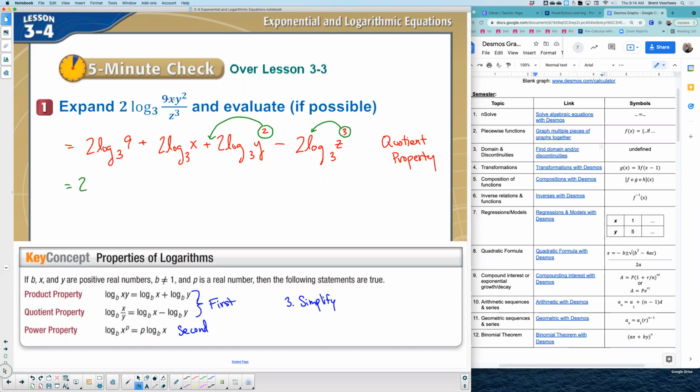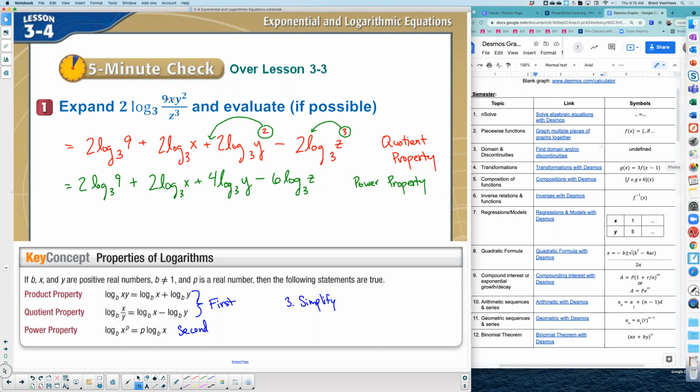So this would be equal to 2 log base 3 of 9 plus 2 log base 3 of x. Those don't change, but here we go. This is 2 times 2. What's 2 times 2? 4 log base 3 of y. And then finally minus 3 times 2 is 6 log base 3 of z. That is the power property. Finally, to finish off the problem, you would try to simplify.